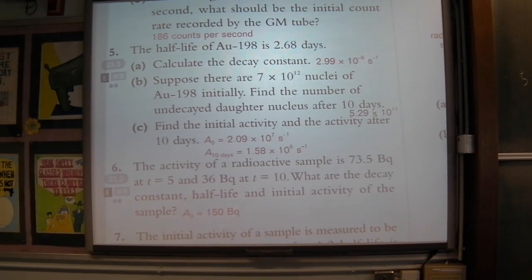Minus 0.259 times 10. We will have this one times 7, 12. So the answer is 5.25 times 10 to the power 11 nuclei. Okay?